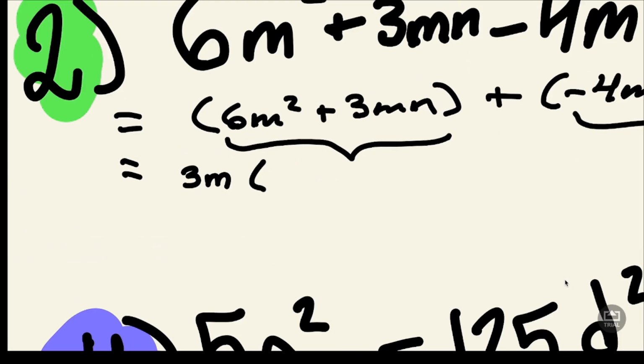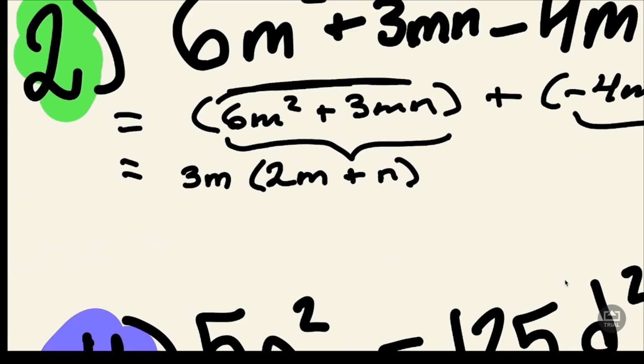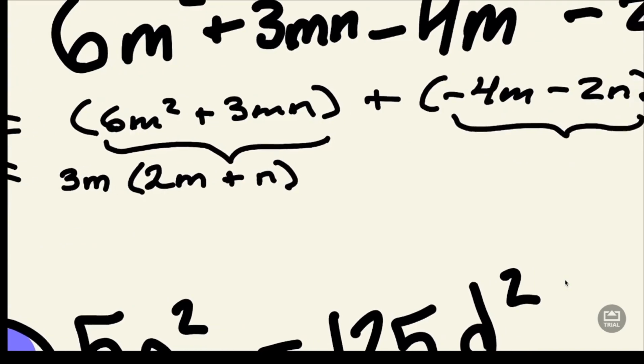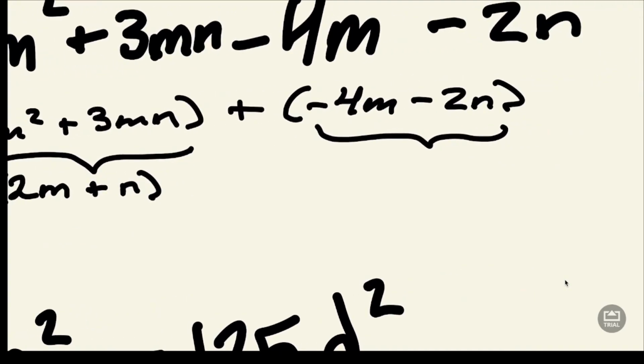And then what we're left with in the brackets is 2m plus n. Because if we distribute 3m back in, it will give us our original bracket that we grouped together. And that's it. Same thing with the last bracket. You can also factor out negatives too, right? And it's not that bad. You just have to change the sign in the middle.